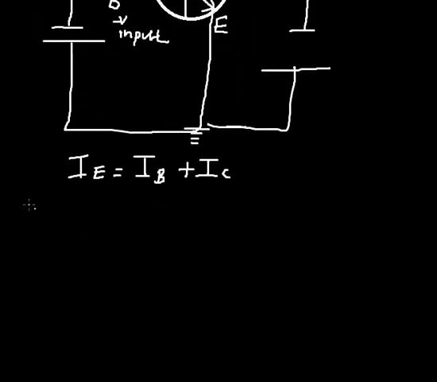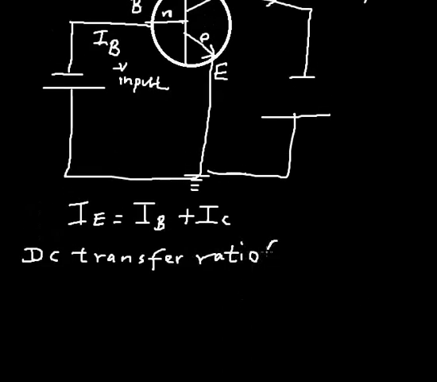So we're going to look at another DC transfer ratio. DC, direct current, transfer ratio of a common emitter configuration of a transistor. This time around, the symbol used is beta, not alpha. The ratio is always output over input. The output is still IC, and this time around the input is IB. So IC over IB.